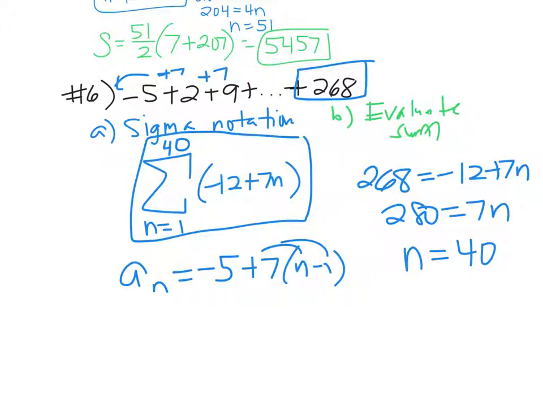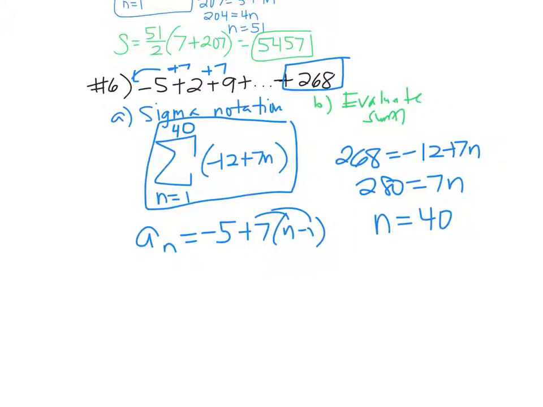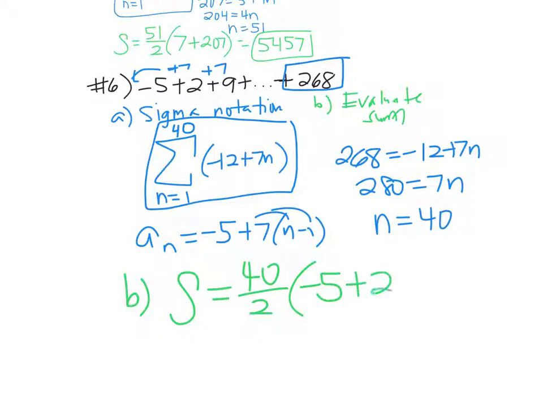So I took this entire thing and I rewrote it in this fancy math talk language here. All right, now part B says we need to find out what the sum is. This part you're pretty good at. I feel like you're better at this now because you had it last night, you're having it today. How many numbers are we adding up? 40 numbers. And the first number in this series, negative 5, good, and the last number, 268.